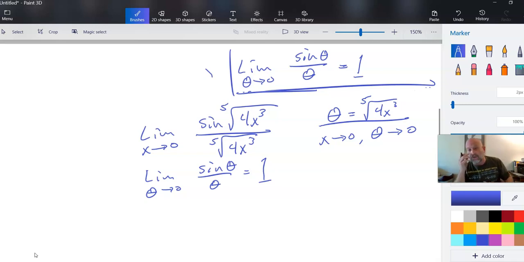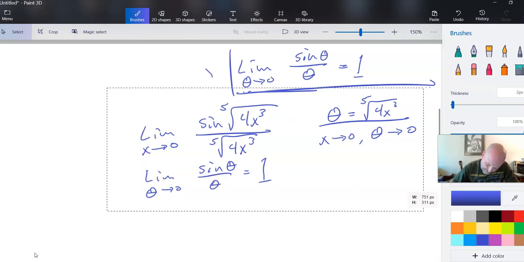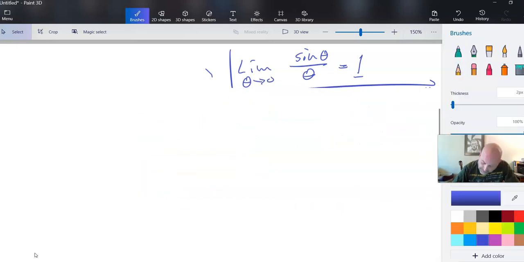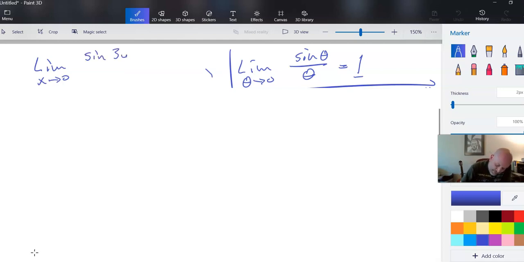Okay, so now let's grab something that maybe doesn't have such an easy fix, takes a little bit more work. So let's go ahead and delete that. And okay, let's say I want to look for the limit as y approaches 0 of sine 3y over 4y. Now you notice it doesn't quite match up, right? The argument of sine is not the denominator.